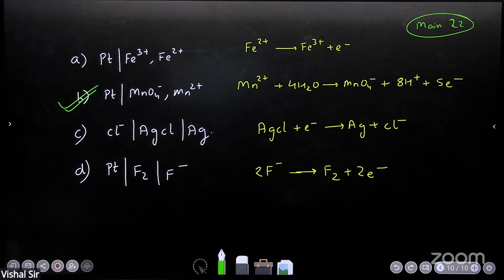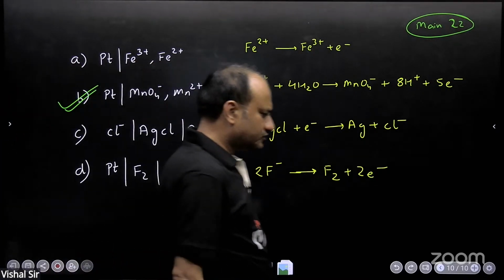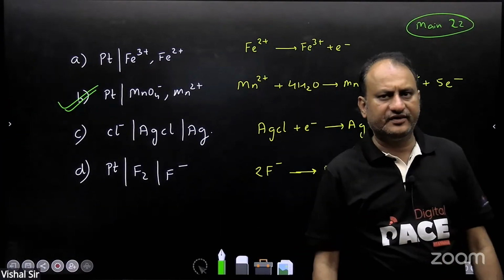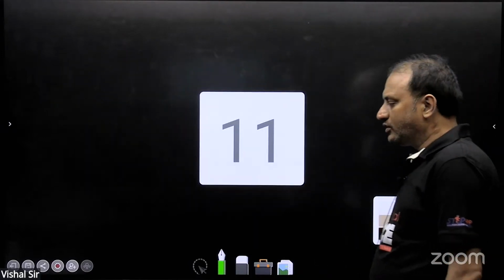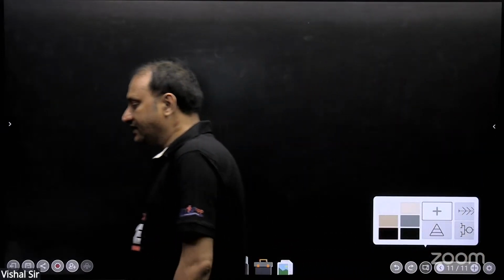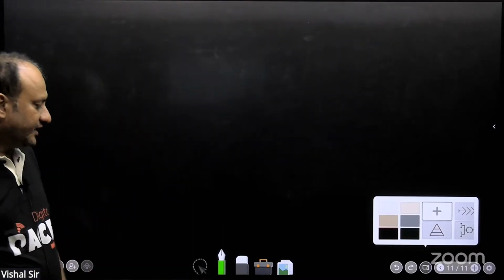So Nernst equation application is clear, I hope, to everybody. Next, we can move to the other terms related with EMF of a cell. That is equilibrium constant and Gibbs free energy.